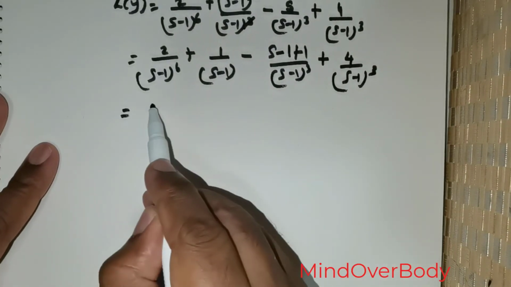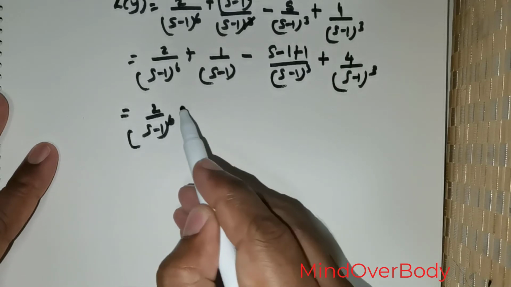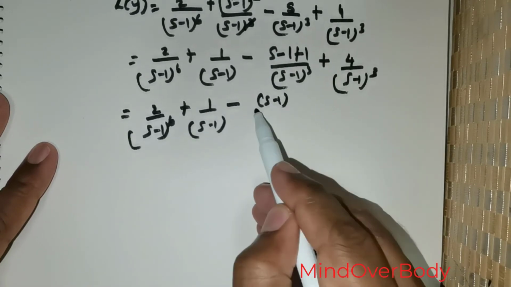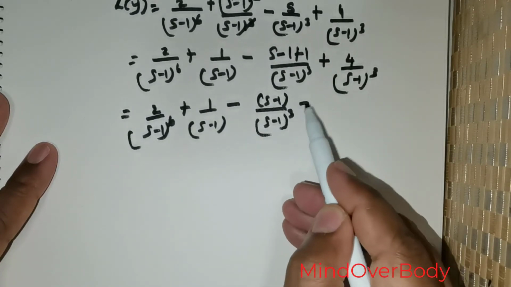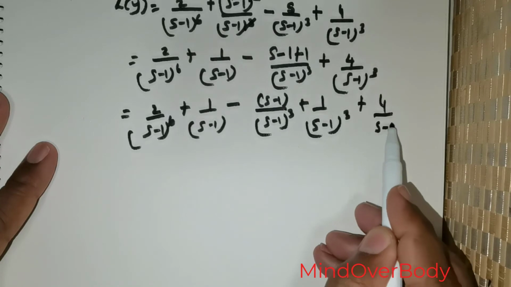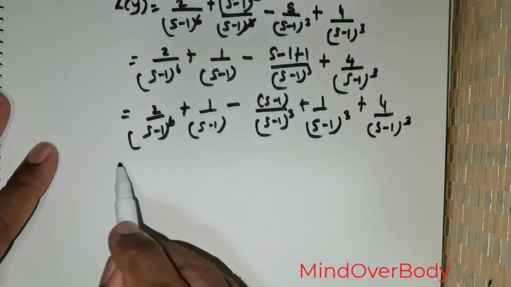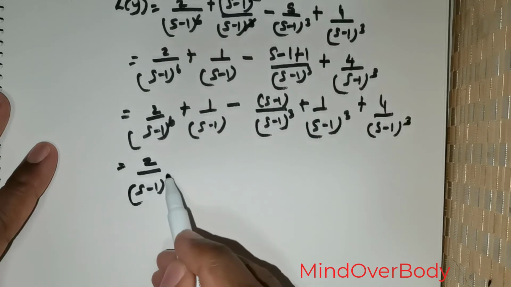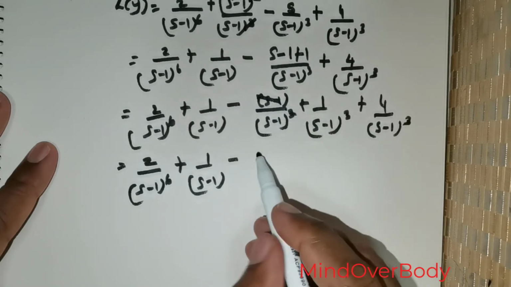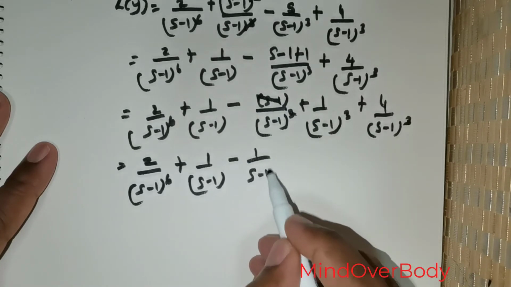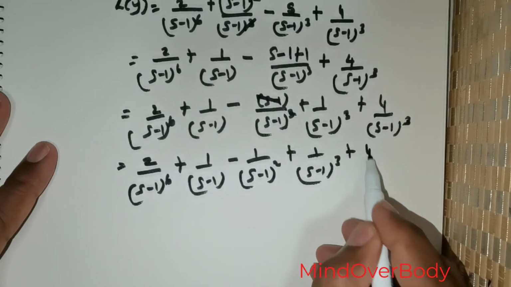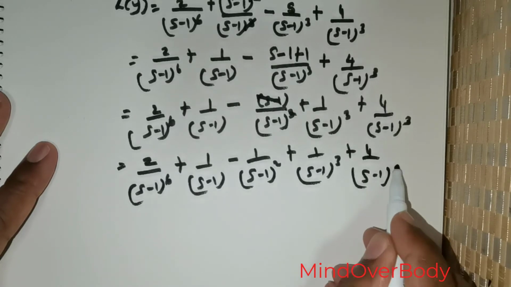This can be further rewritten as 2 over (s - 1)^6 plus 1 over (s - 1), minus, I'm going to rewrite this as (s - 1) divided by (s - 1)^3 plus 1 over (s - 1)^3, plus 4 over (s - 1)^3. This can be further rewritten as 2 over (s - 1)^6 plus 1 over (s - 1), and I can take this down with the outcome being 1 over (s - 1)² plus 1 over (s - 1)^3, plus 4 over (s - 1)^3.